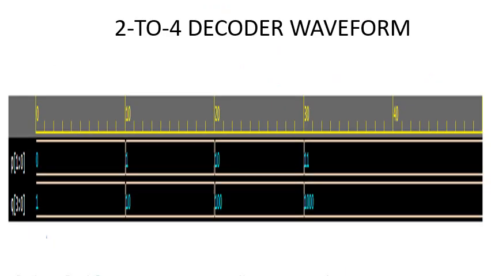The result after simulation of the 2 to 4 decoder is displayed here. The signal names that we have given in the test bench program are P and Q. P is a 2-bit signal and Q is a 4-bit signal. So here I have displayed the values in binary only.